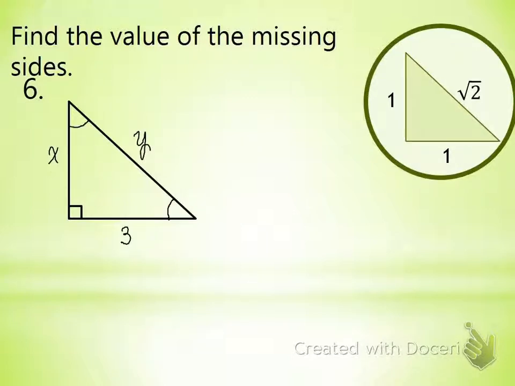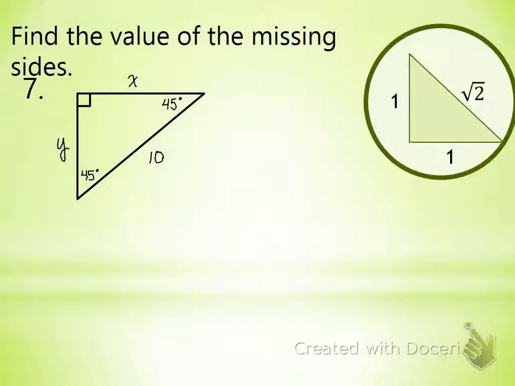A little bit quicker. Another 45-45-90 triangle because the angles have been marked congruent. If this leg is 3, then that means x has to be 3 automatically. And then how do you get the hypotenuse? Just apply your radical 2 to it. So 3 radical 2.